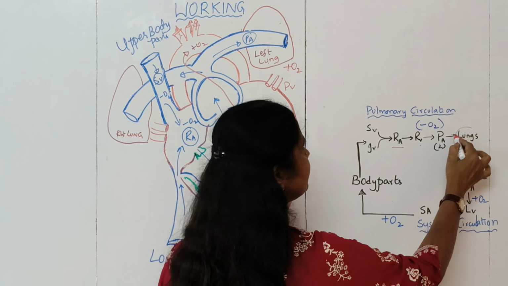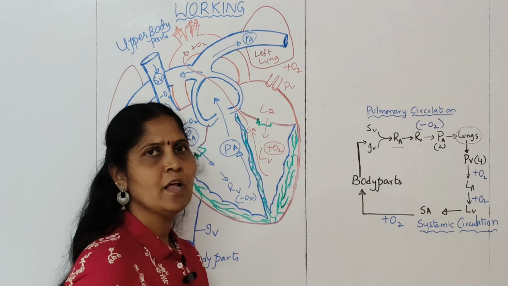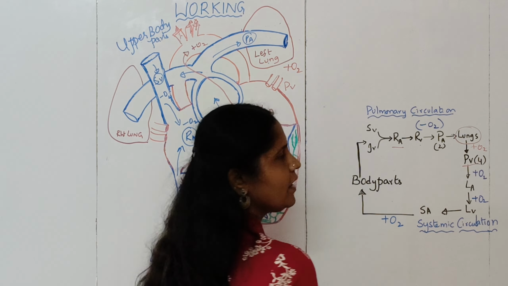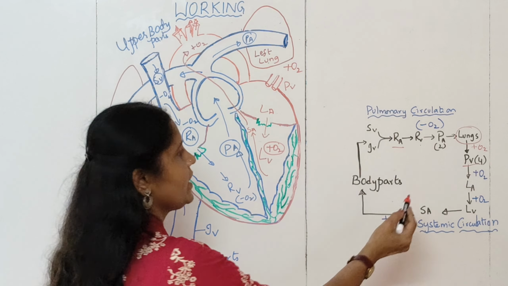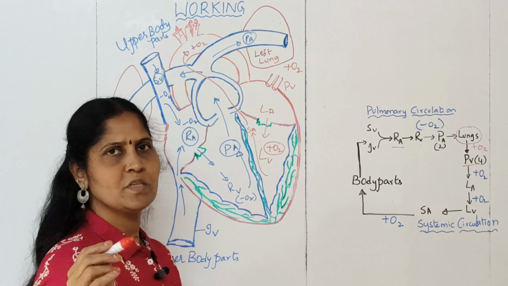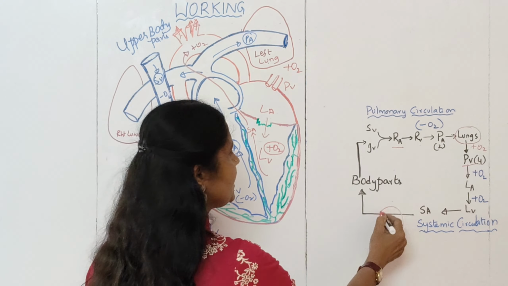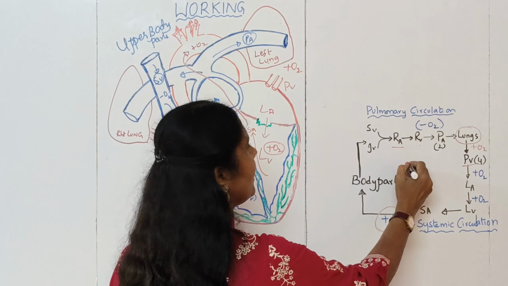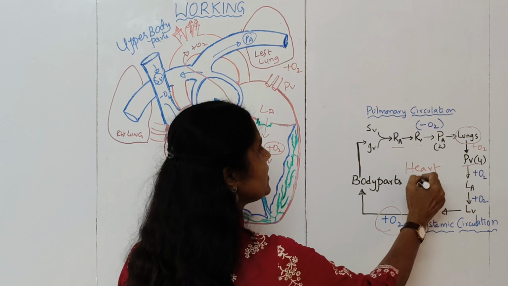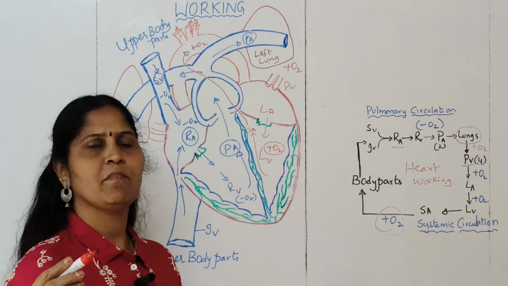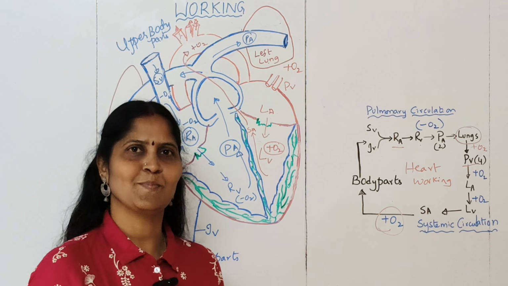Once it reaches the lungs, it will be getting purified. This purified or oxygenated blood will flow through the pulmonary veins, which are four. Through pulmonary veins, it will enter into the left auricle, left ventricle, and then through the systemic aorta, the oxygenated blood is getting supplied to the body parts. This is how the heart functions. This is how you can explain the working of the heart very easily, with the pulmonary circulation as well as the systemic circulation.